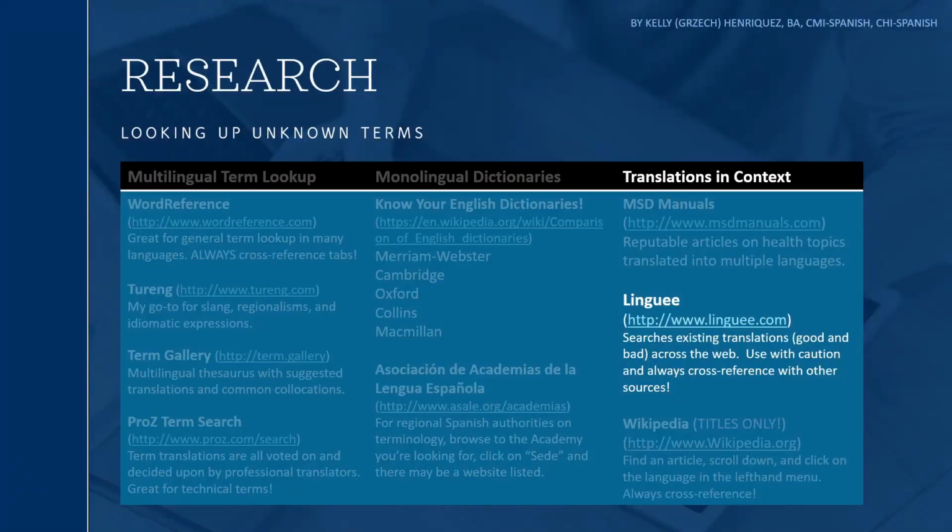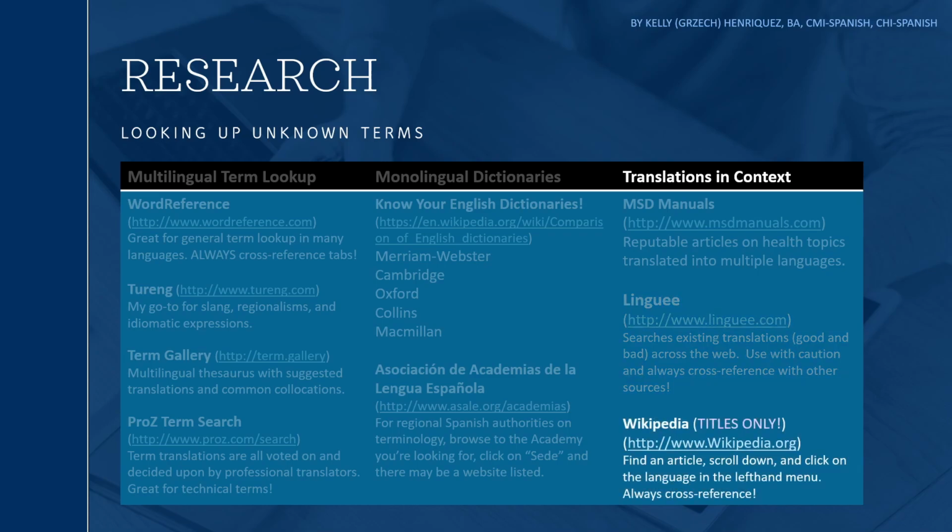Returning to our handy dandy PowerPoint. This last one, y'all are going to be like, wait, what? What are you talking about, Kelly? This last one here is actually Wikipedia. Now you'll notice I say titles only.